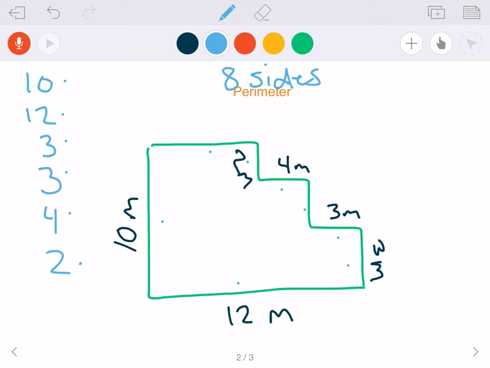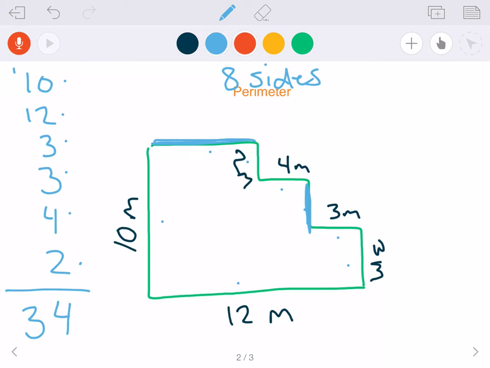So let's add up what we have to start. 2 plus 4 is 6, 6 plus 3 is 9, 9 plus 3 is 12, and then add 10 to that, we've got 34. So right now, if I wanted to throw out a perimeter, it'd be 34. However, that's not the perimeter of this entire shape because we need to find the missing sides. The sides that I'm missing are this one here and this one here. Those are the only 2 sides I do not know a length to.